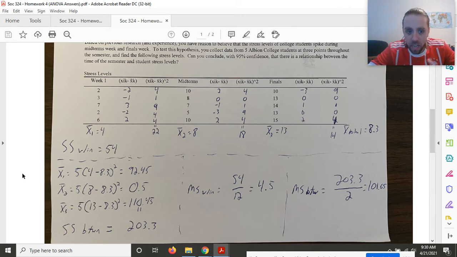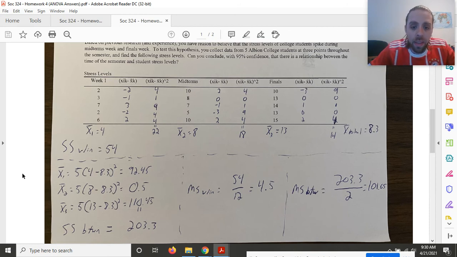Okay, let's stop and take stock here. We have our sum of squares between the group of 203.3. We have our sum of squares within the group of 54. What we are looking for in an ANOVA problem is to reject the null hypothesis by finding out that the majority of variation is happening between groups. That means that the group itself is responsible for what you're seeing. So now I have to normalize for the sample size. I do that by dividing by degrees of freedom.